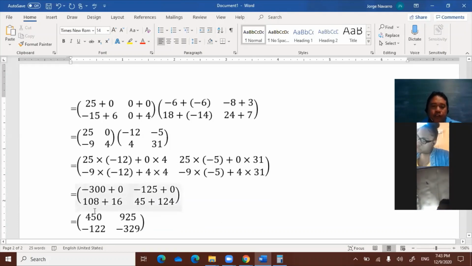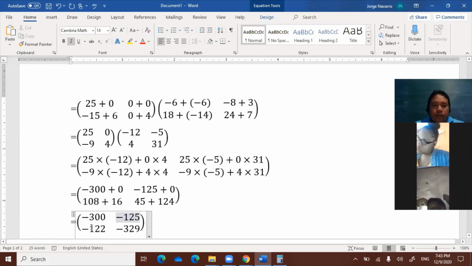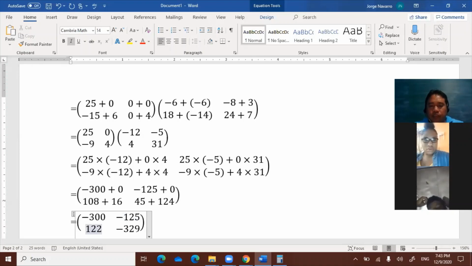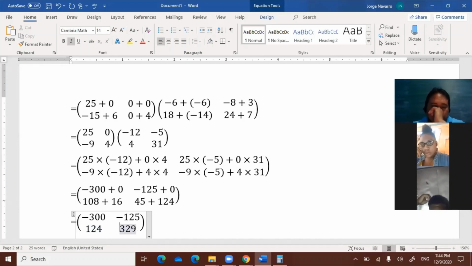All right, so negative 300 plus 0 is simply negative 300, obviously. Negative 125 plus 0 is simply negative 125. 108 plus 16 is going to be 124, I believe. No, yeah, 124. And then this one, 45 plus 124 is going to be 169, and that's going to be positive. So note the difference.